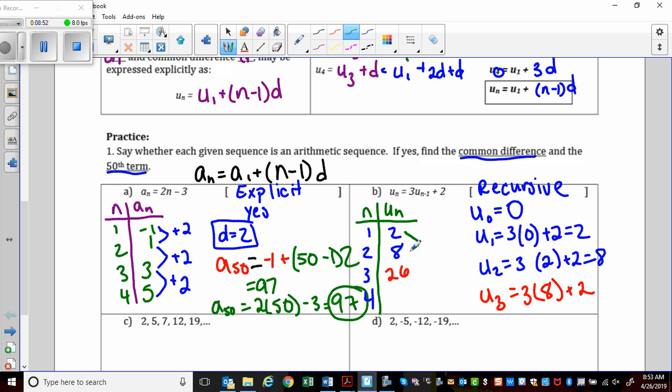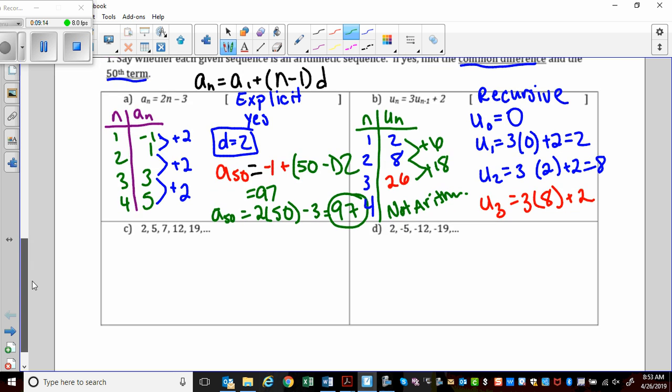Well, 2 plus 6 is 8, so we added 6, right? But 8 plus 6 is not 26. So I think we added like 18. Not okay. So this is not going to be arithmetic. And if it's not arithmetic, we cannot find the common difference. There is no common difference.